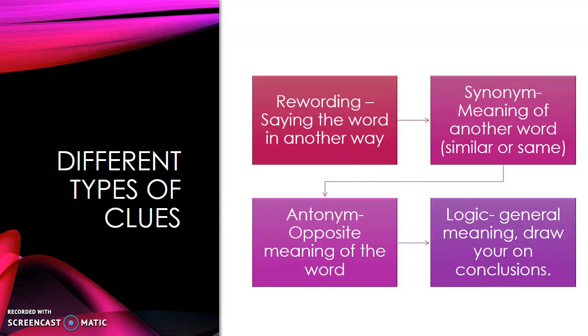So then we have different types of context clues. We have rewording, which is saying the word in another way. Synonym, meaning of another word, similar or same. Antonym, opposite meaning of the word. And lastly, logic, general meaning, drawing your own conclusions. Basically, just thinking deep down inside of your brain and using your common sense or your general thinking just to understand what that word may be.